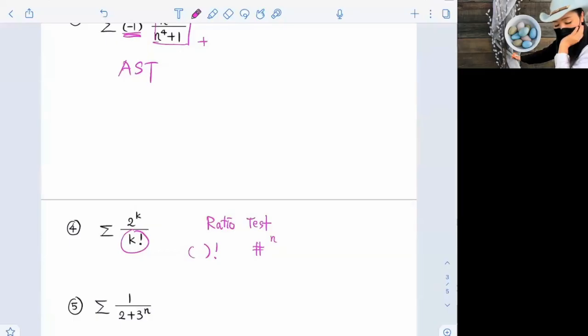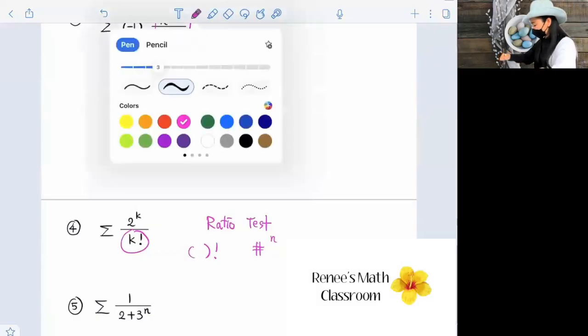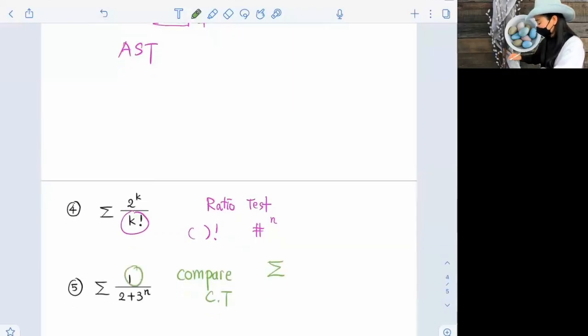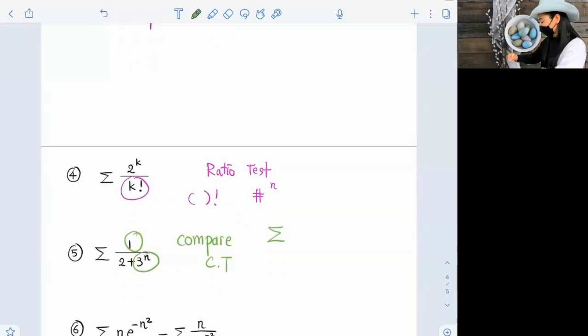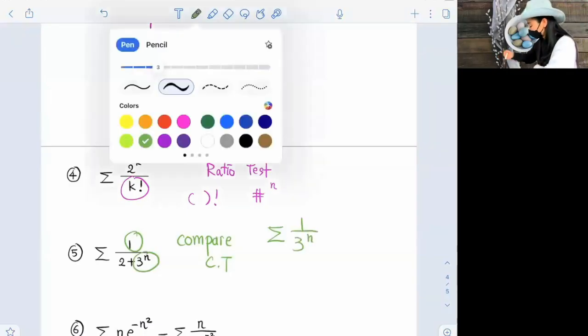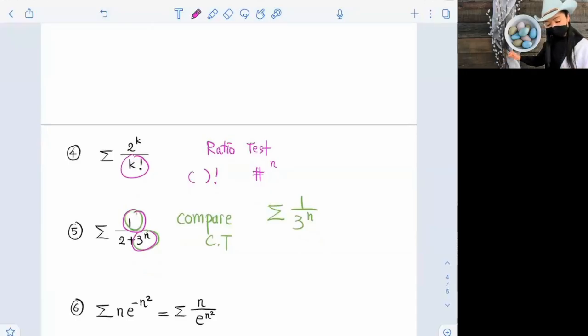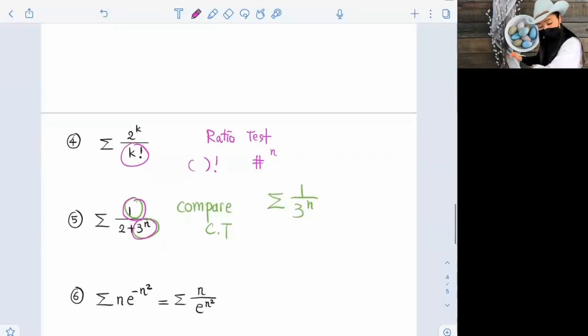Next one. Comparison test. Oh, nice. So compare with which one? Yeah, so it's 1 over 3 to the n. That's the dominating term, right? It's this one over this one. Good job. Next one. Someone says root test. Yes, you got it.